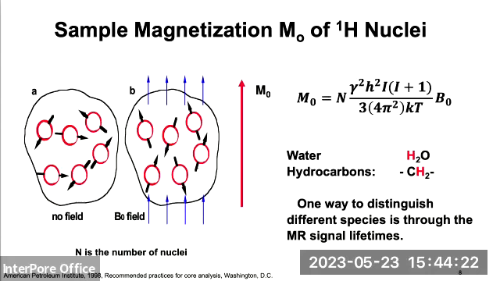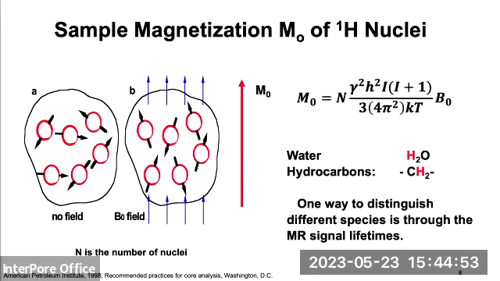Sample magnetization is what we will manipulate and attempt to measure. The equation on the top right gives you an analytical expression for M0. You'll notice it's directly proportional to the number of nuclei. It's directly proportional to the applied field B0. It's inversely proportional to the temperature, and there's a collection of quantum mechanical and other constants in the rest of the equation. This doesn't permit us to distinguish the water and the oil.